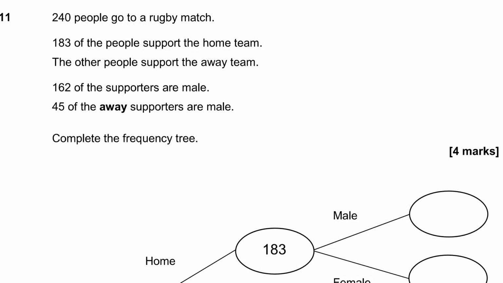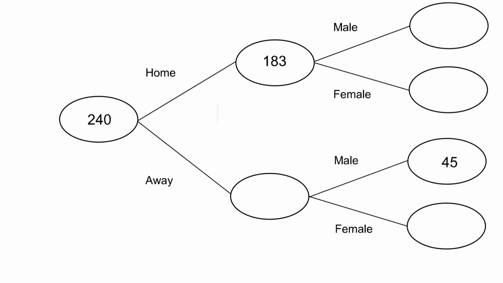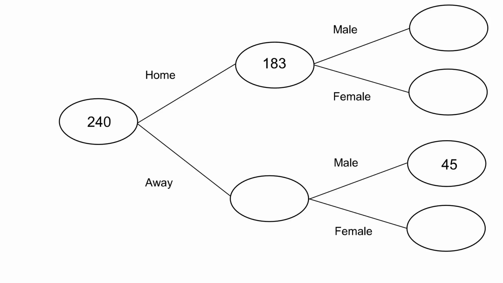240 people go to a rugby match. 183 of the people support the home team and the other people support the away team. 162 supporters are male, 45 of the away supporters are male. Complete the frequency tree. Okay, so every level of the frequency tree is going to have to add up to 240. So I've got 240 in my first level, and then I've got home and away. So my 183 and whatever appears here has to add up to 240.